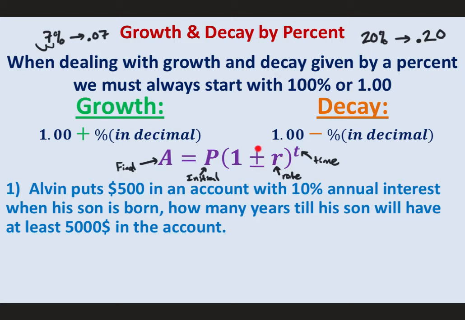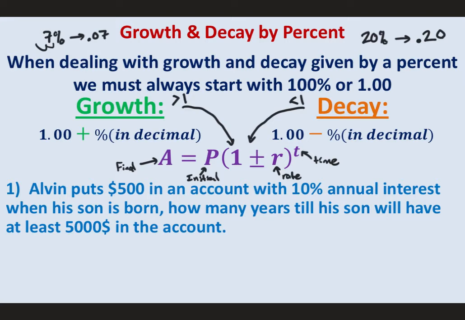So you'll see that the number on the inside is always going to be bigger than 1 if it's growing. Whereas if we were decaying, that number is going to be less than 1. The number inside the parentheses, if we're growing, we add to the 1, so it gets bigger, so you add your percent to the 1. If it's decaying, then it's going to be less than 1.